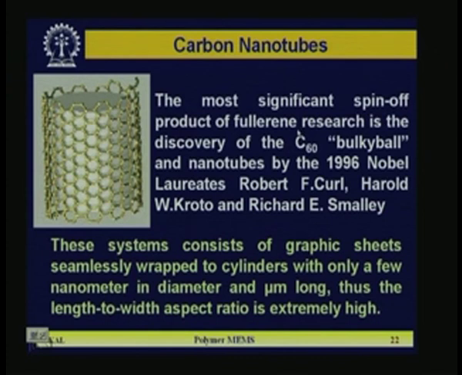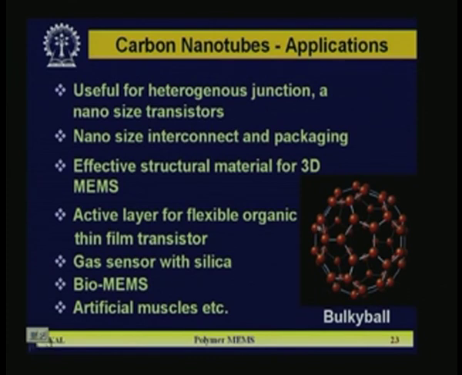C60 is the carbon nanotube composition, and the picture of the carbon nanotube assembly is also shown on the left side. These systems consist of graphite sheets seamlessly wrapped into cylinders with only a few nanometers in diameter and microns in length. Thus, the length to width aspect ratio is extremely high. You can see here a few nanometers in diameter, each of the C60 atoms forming a chain, wrapped just like a cylinder of a few microns in length. So, nanometer in diameter to micrometer in length, so automatically the aspect ratio of the carbon nanotubes is very high. And here is shown the buckyball. If you look at one structure of C60 configuration, it looks like that. So, it is sometimes called a buckyball.